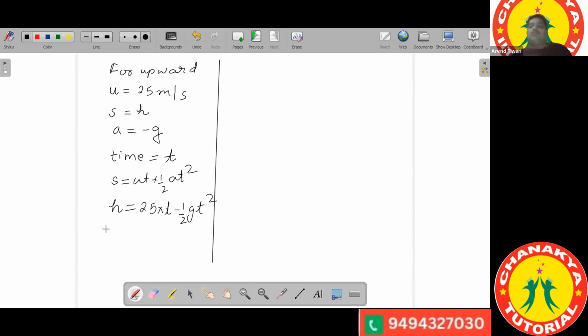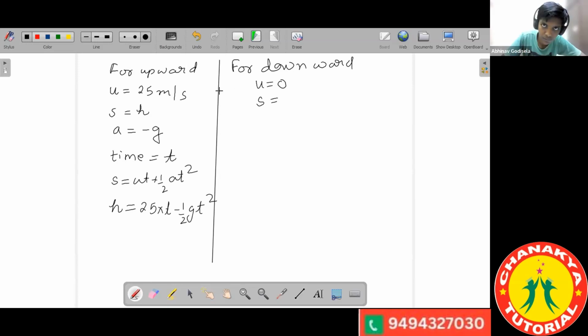Now for the downward motion, its initial velocity is zero as it has been dropped from a certain height. The displacement is covered. So what is the displacement, Abhinav? Sir? Yes, how much is the displacement?